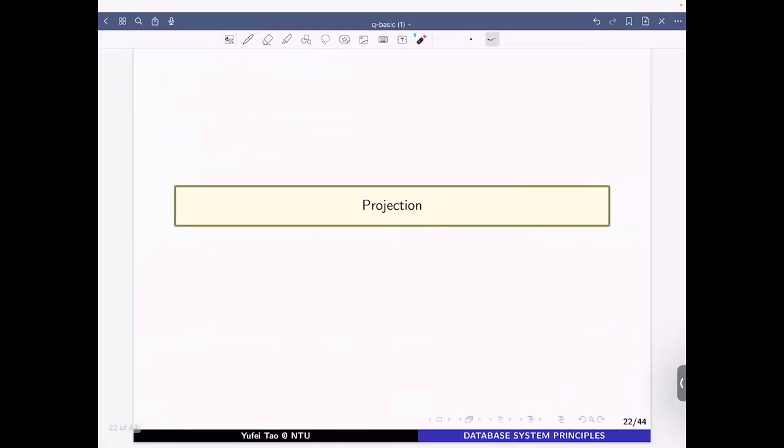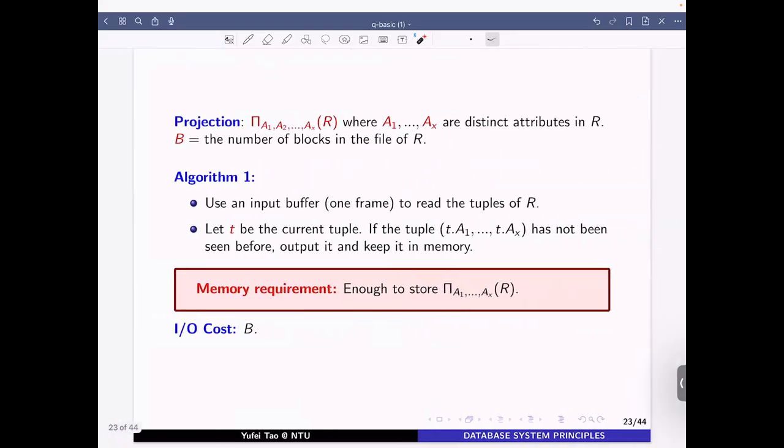So that was selection. It's pretty simple. The next thing we want to discuss is projection. Here is the expression. We have A1 to AX, so you have X attributes to project onto. Once again, we're going to use B to represent how many blocks you have in the relation.